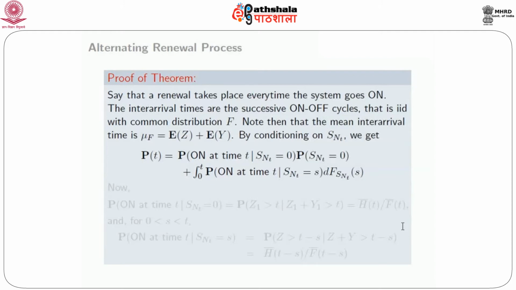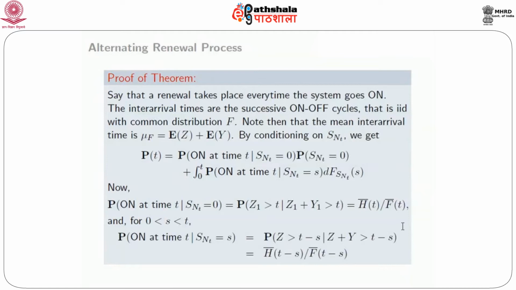Now the first term is immediate. The probability that it's on at time t given SNT equal to 0 is the same thing as the probability that Z1 is greater than t given Z1 plus Y1 is greater than t, and that of course is just the ratio H bar(t) divided by F bar(t). Now for the other part, for 0 less than s less than t, the probability that it's on at time t given SNT equal to s is of course by definition the probability that Z is greater than t minus s given that Z plus Y is greater than t minus s, and then of course again is H bar(t minus s) by F bar(t minus s).